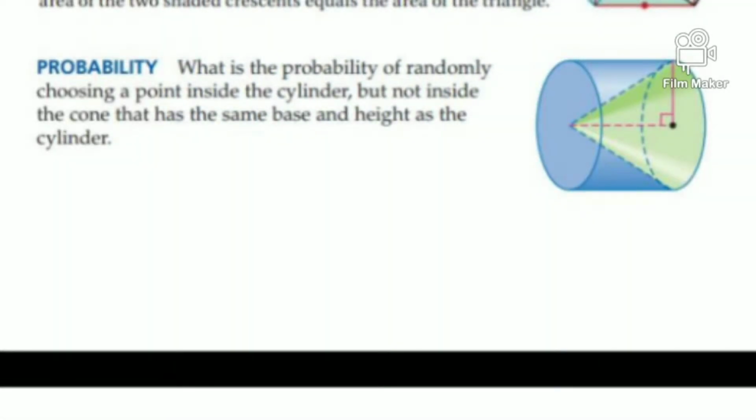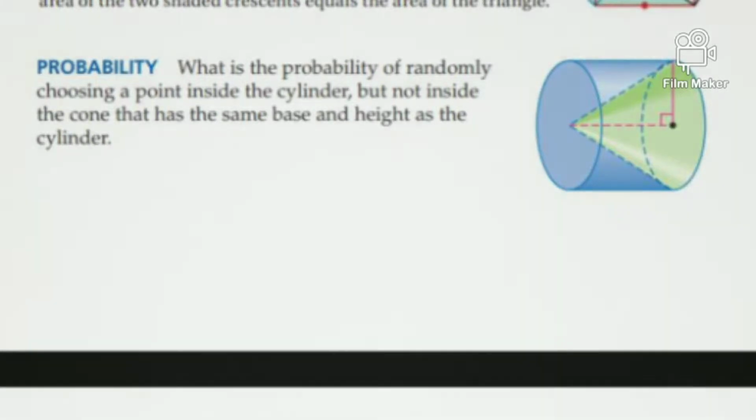Today we'll be solving a problem about probability. What is the probability of randomly choosing a point inside the cylinder but not inside the cone that has the same base and height as the cylinder? As Sachi read, the problem is about probability, so I'm going to go ahead and draw a figure for us.